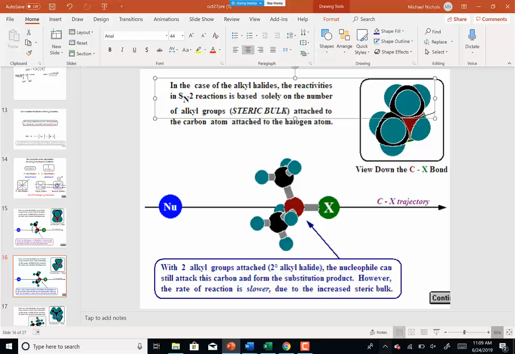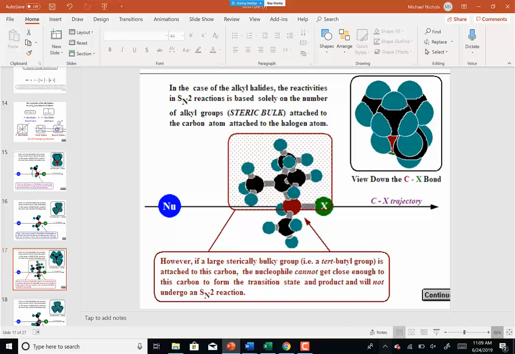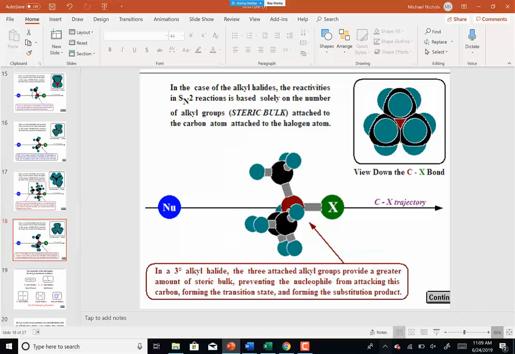And then if you go to a tertiary halide, let me go, that's one slide ahead. If we go to the tertiary halide that has 3 methyl groups around here, now you can see I really can't get to that carbon, and if I can't attack that carbon, then I can't undergo SN2. So now the steric hindrance is too much.